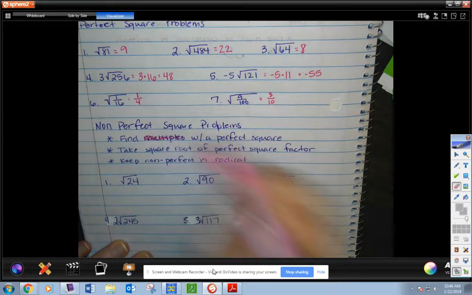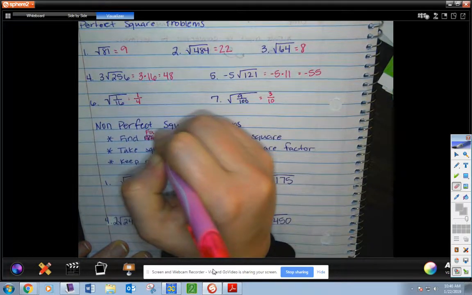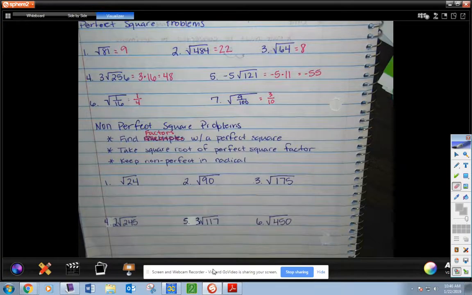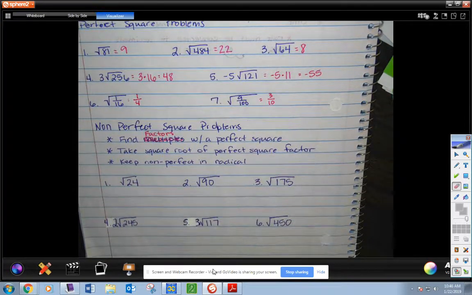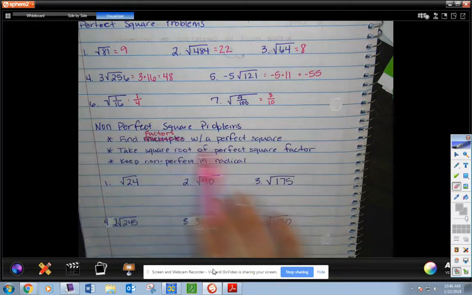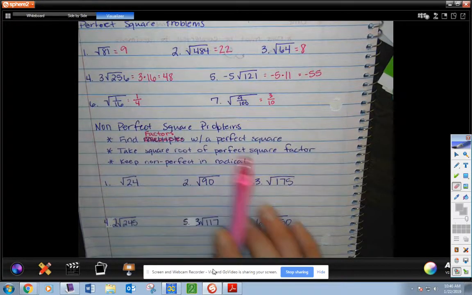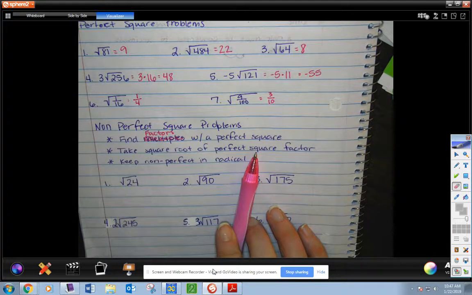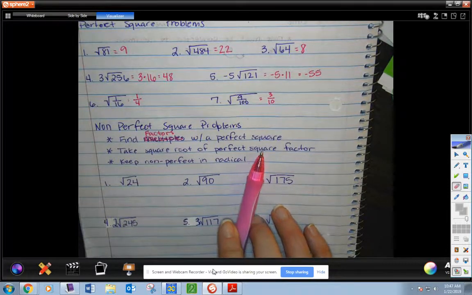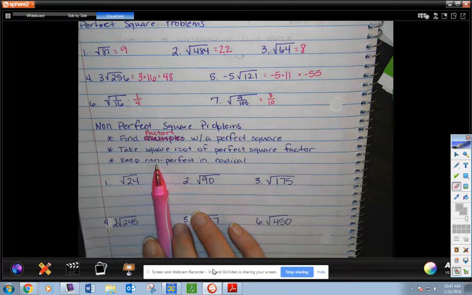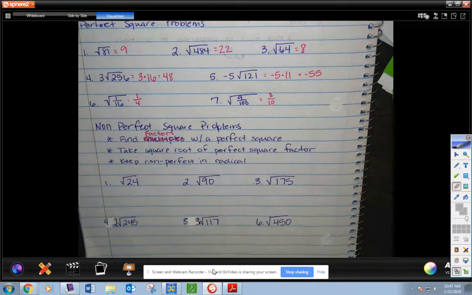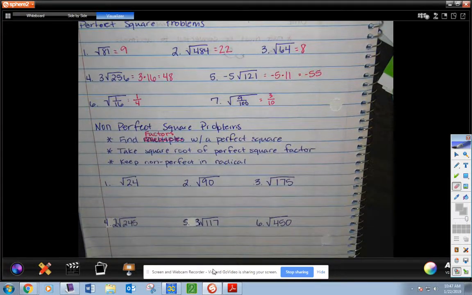Okay, now, if you want to pause and write that part, I'm going to change this word from multiples to factors. That's a better math vocabulary word for y'all. So the first thing you're going to have to do is find factors with a perfect square. Then you must take the square root of the perfect square. So you're going to find factors. One of them will be a perfect square. One of them will not be perfect. You're going to keep the non-perfect in the radical. And that's really confusing at first, but as I show you examples, this will make more sense.